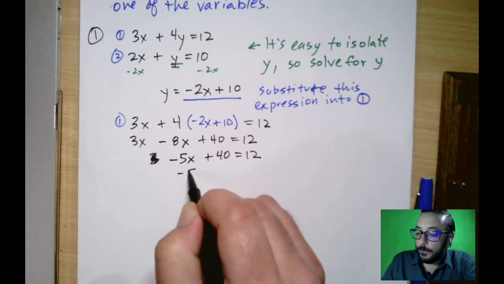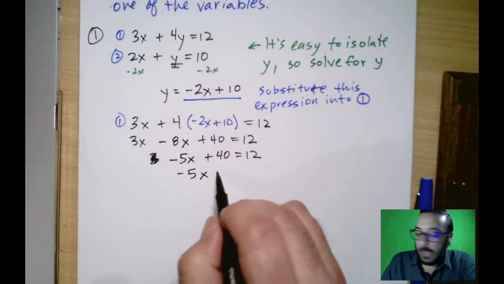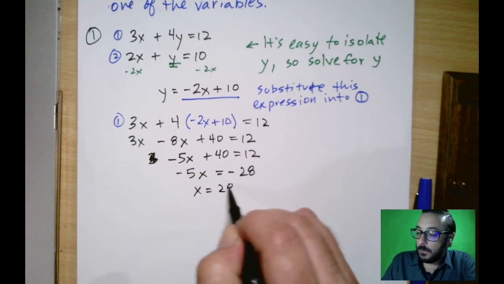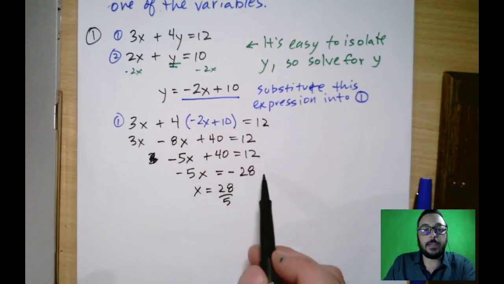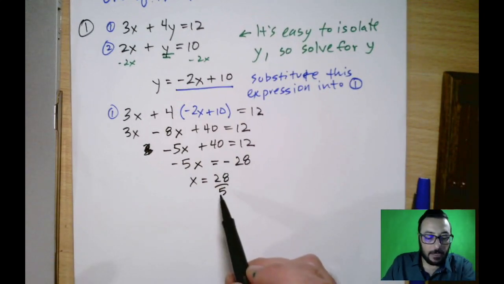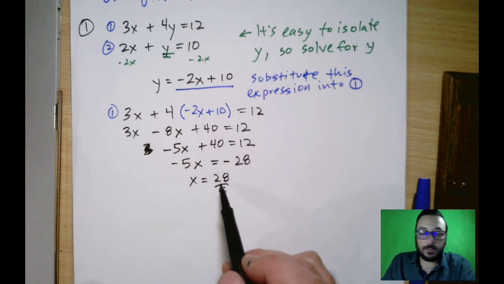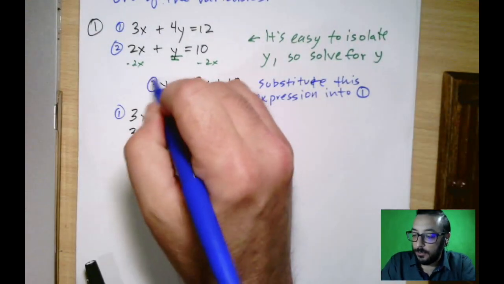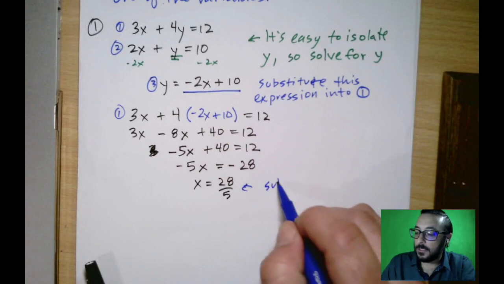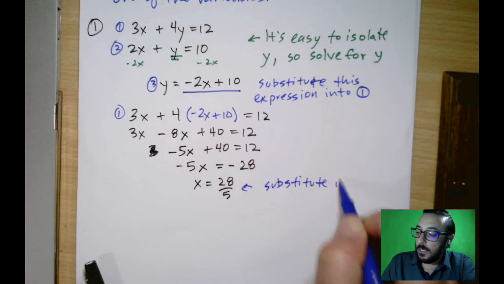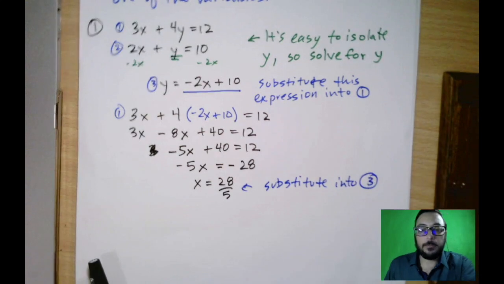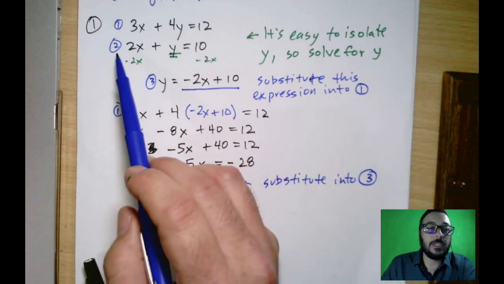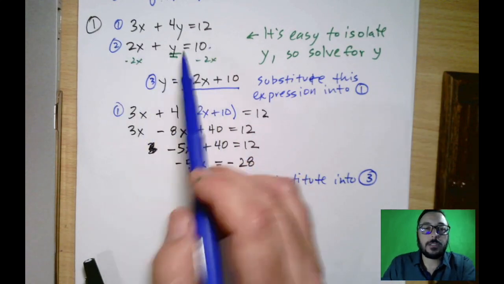If we subtract 40, so negative 5x equals negative 28, and x equals positive 28 over 5, right? We divide by negative 5, we get positive 28 over 5. And then we're going to take this and substitute it into, actually the easiest way to do it, let's call this equation number 3. We're going to take this and substitute into equation 3. Okay? Because we've already solved for y, and this equation 3 is equivalent to equation 2, right? It's the same equation, we just rearranged it.